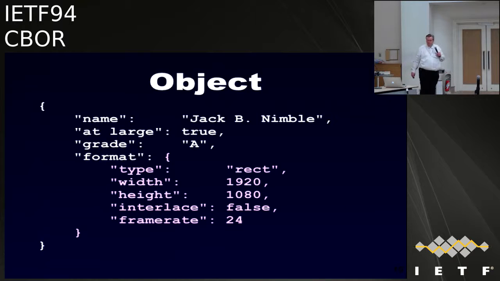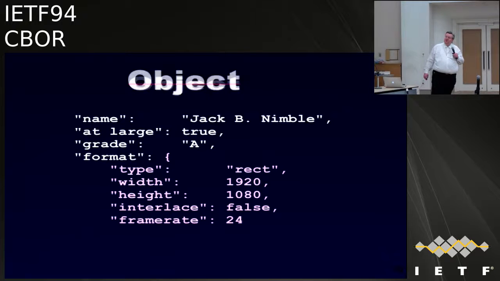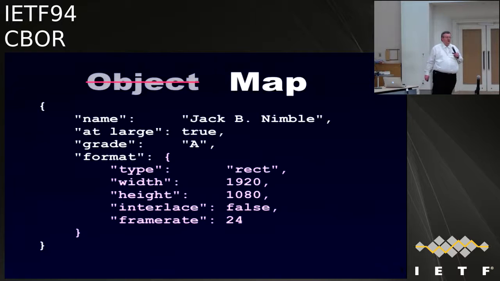Okay, so it's a pretty well-known format by now. These things are called objects because in JavaScript they are called objects. So for a computer scientist, these are really maps. And that's the term I'm going to use in the next 20 minutes.